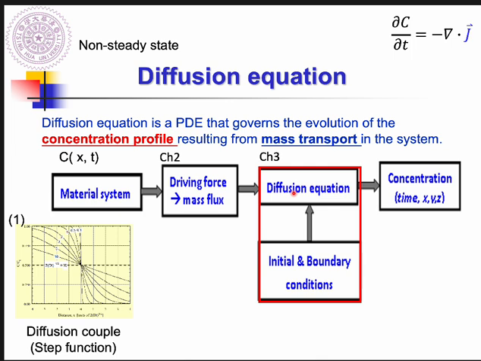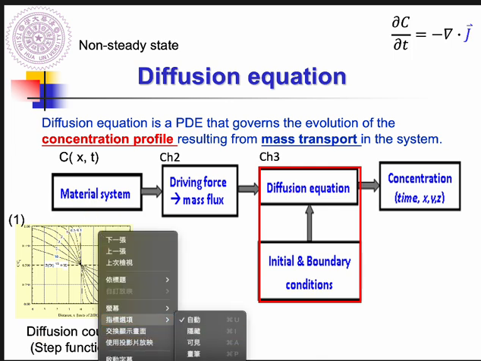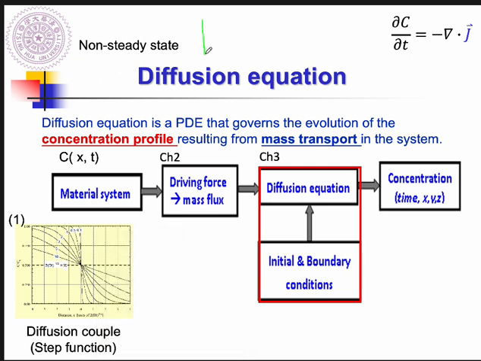So there are three typical diffusion cases we are going to introduce to you in these non-steady state conditions. The first one is what we call a diffusion couple, which means you have A materials bound with B materials. Couple means the two are bound together.